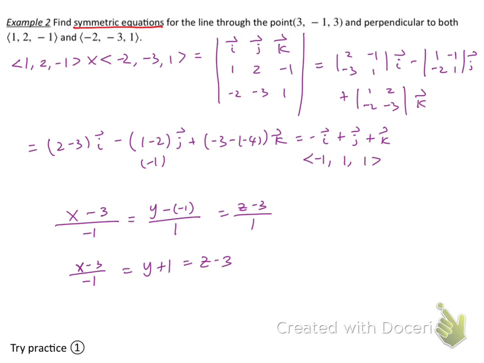And that is our symmetric equations for the line through the given point, but also perpendicular to the two vectors. Now you can pause the video and try practice number 1.